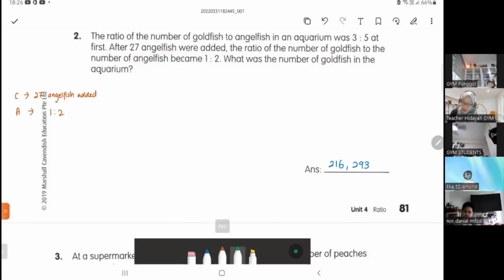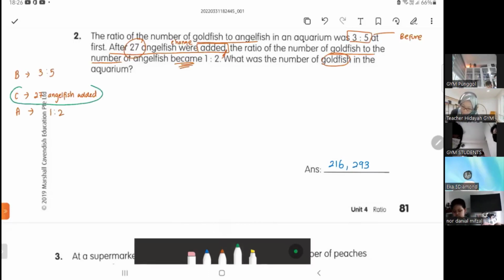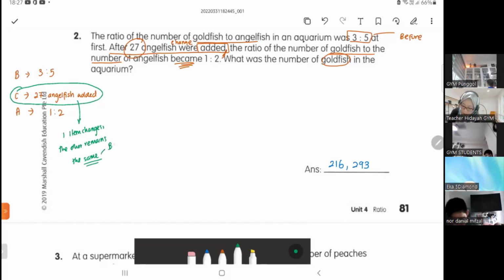So if you look at the change, always focus on the change. Over here, angelfish were added. Only angelfish changed. Did the number of goldfish change? No. So one item changed, just the other remains the same. So when I say remains the same means the before and the after is equal. For who? For the goldfish. The goldfish number remains the same.